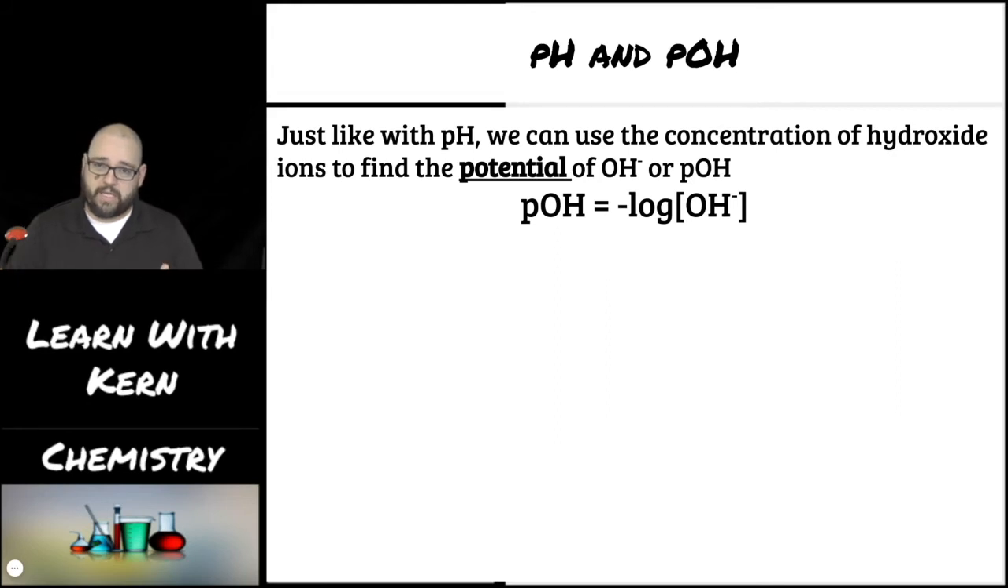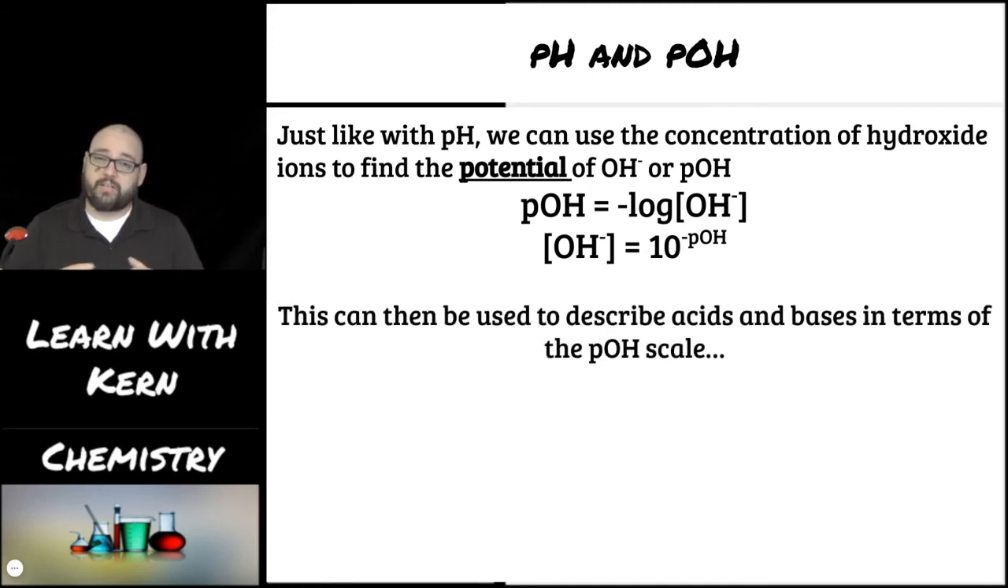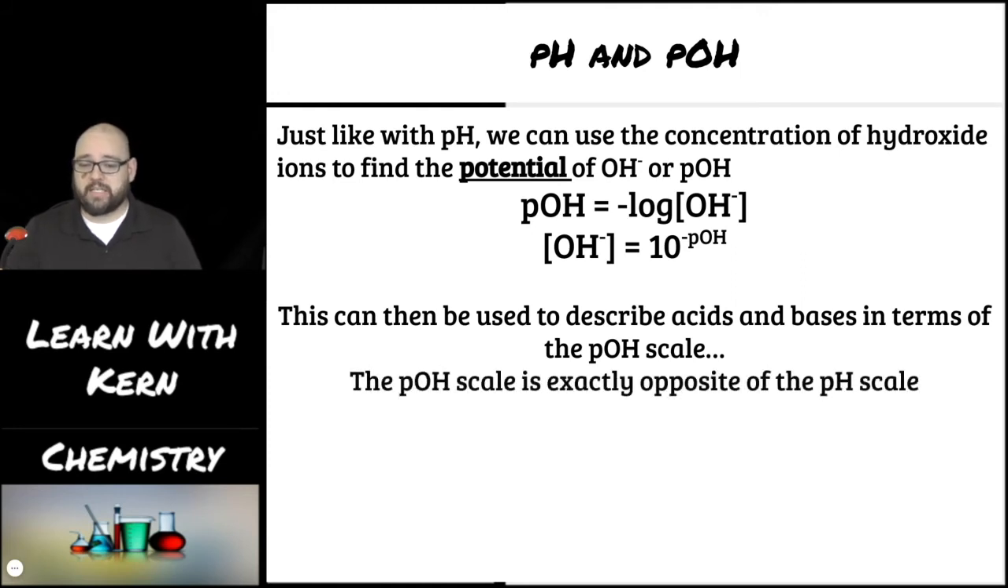See how pH was the negative log of your hydrogen concentration, so the pOH is the negative log of your hydroxide ion concentration. And so you can also flip that around and say your hydroxide ion concentration is equal to 10 raised to the negative pOH. So they're kind of exact opposites, right? And so we can set up a scale based on the pOH. We have a pOH scale. And now the pOH scale is exactly the opposite of your pH scale.